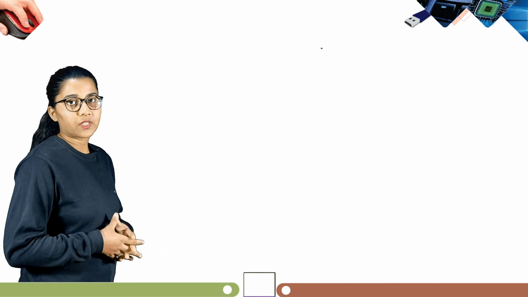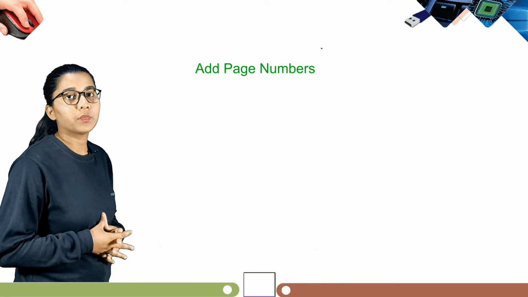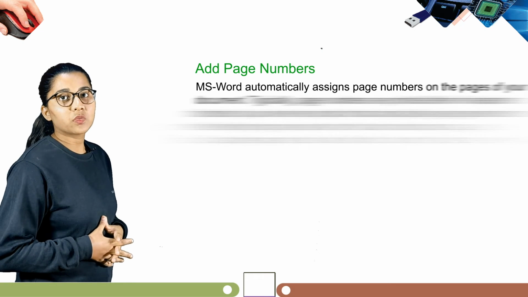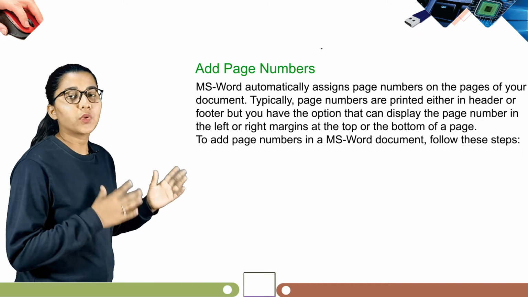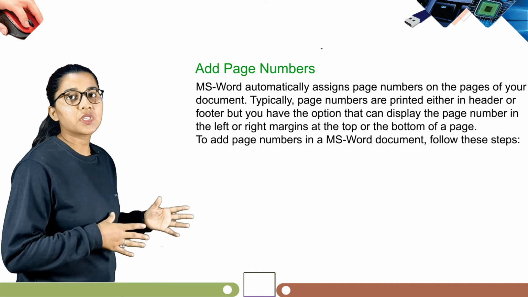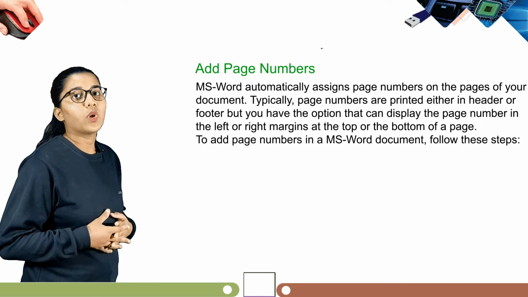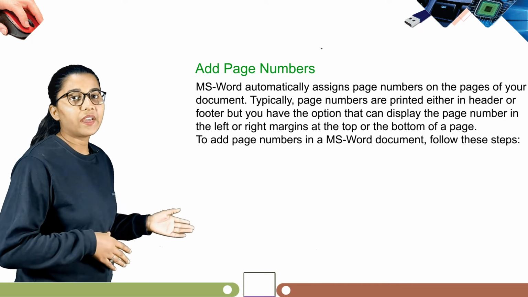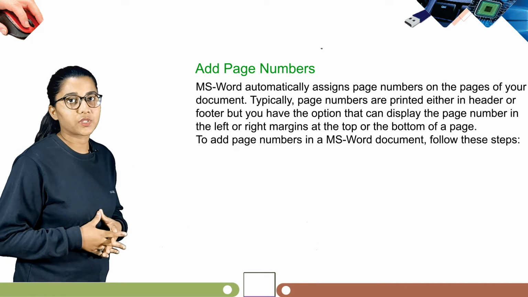Now students, our next topic is add page number. How will you add page number on your MS Word documents? Let's learn about it. MS Word automatically assigns page numbers on the pages of your document. Typically, page numbers are printed either in header or footer, but you have the option that can display the page number in the left or right margin at the top or the bottom of a page.